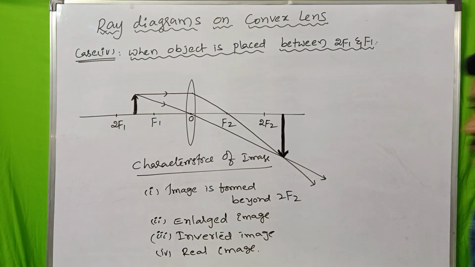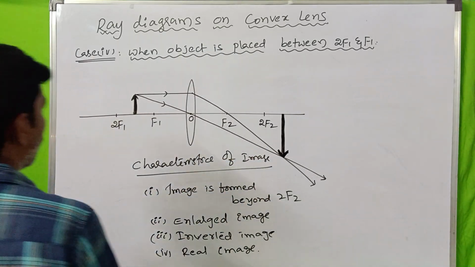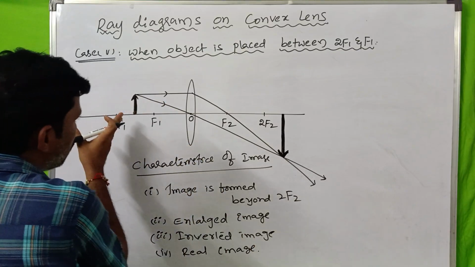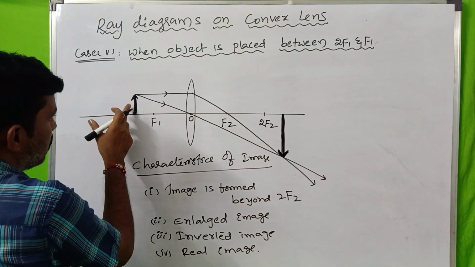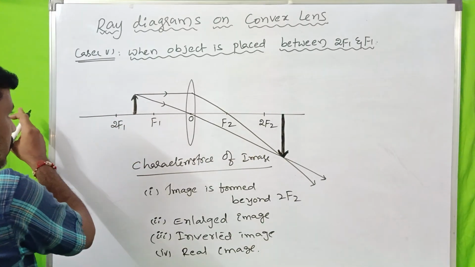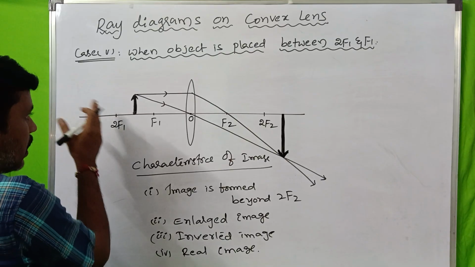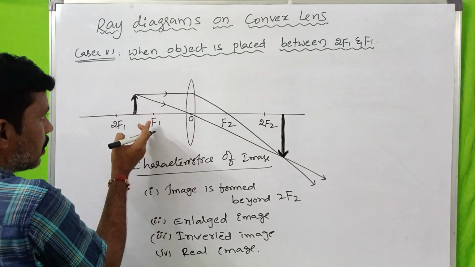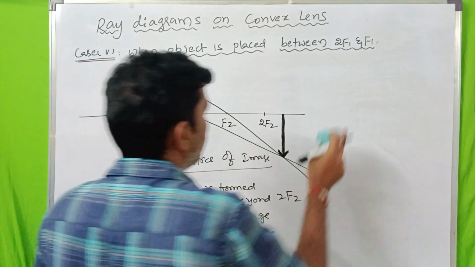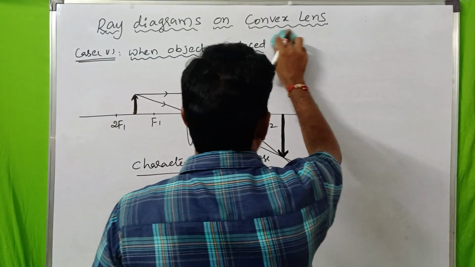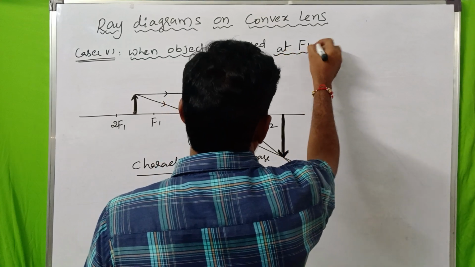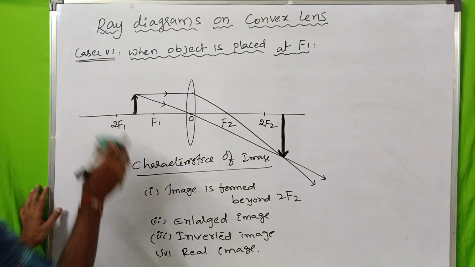Next, let us go to case 5. When the object is placed, we bring the object a little further forward. We are changing the object position: first infinity, then beyond 2f1, at 2f1, between 2f1 and f1. Now we can place the object exactly at f1. So the object is placed exactly at f1.